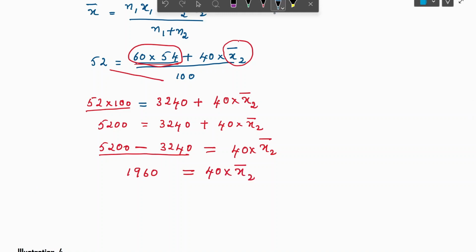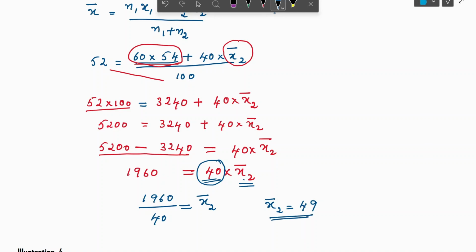Now here what do you want to find? You want to find x2 bar. Keep x2 bar on that side and the number here. Here it is a multiplication; when it comes to the other side, it is going to be division. Therefore, 1960 divided by 40 is equal to x2 bar. Here this 40 is multiplied with x2. That's why when I took that 40 to the other side, I divided this number by 40. Now you can find x2 bar. x2 bar is equal to 49.